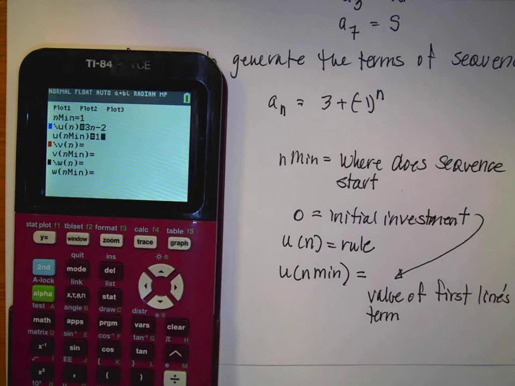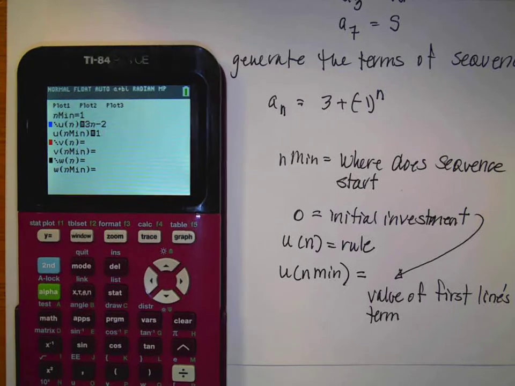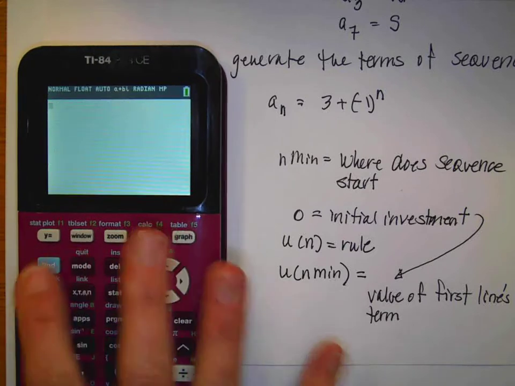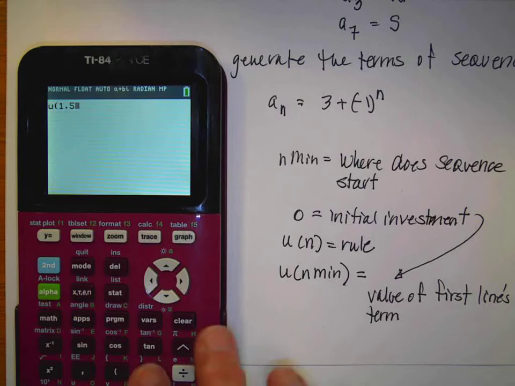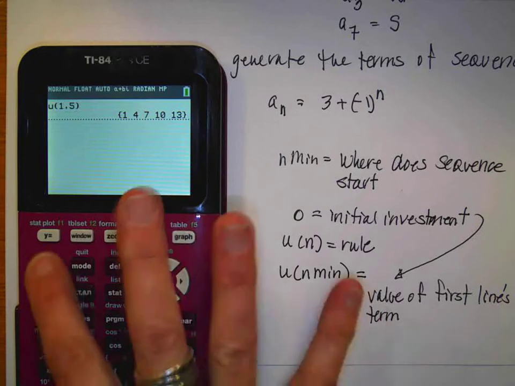So 3 minus 2 is 1, so I'm going to enter a 1. Now I have the beginning information for my sequence. So I'm going to quit, and I'm going to go second, this U that's above your 7, which you can't see because my finger's in the way, and then I'm going to do 1, 5, close parentheses, and my calculator will generate the first 5 terms of the sequence.